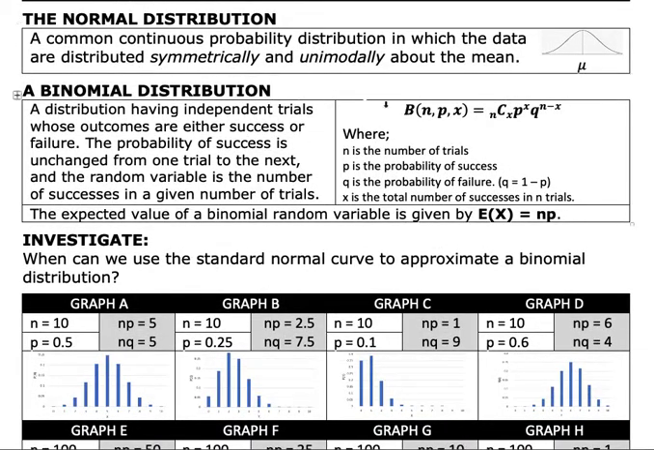The binomial distribution is given by the following formula, and it is a distribution having independent trials whose outcomes are either success or failure. The probability of success is unchanged from one trial to the next, so independent trials, and the random variable is the number of successes in a given number of trials. So really the input values are how many trials there are and the probability of success, because q is calculated as 1 minus p. So really there are two variables needed to understand a binomial distribution.